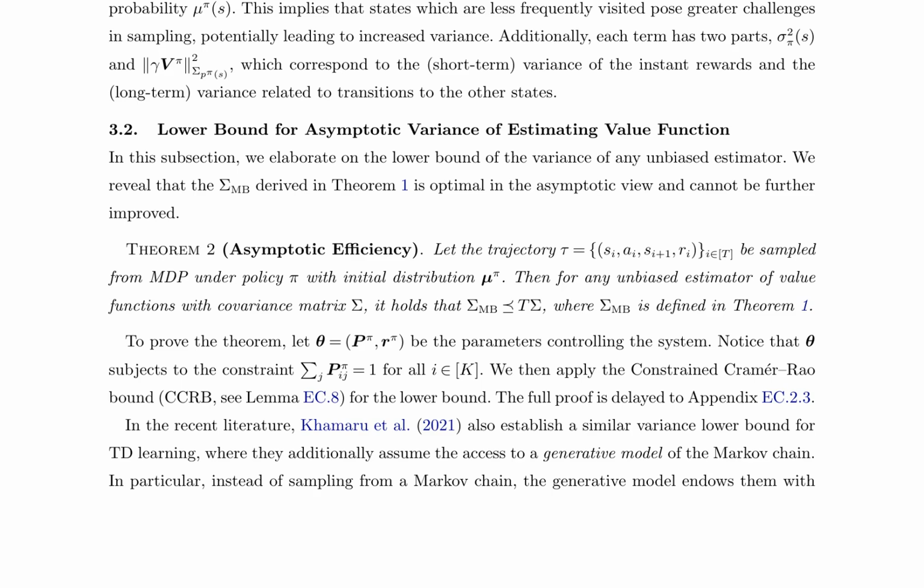The asymptotic variance is characterized by the variance of instant rewards and transitions to other states. A lower bound for the asymptotic variance of estimating the value function is derived, demonstrating the optimality of the covariance matrix. This work contributes to the understanding of the statistical properties of MDP estimators, particularly in the context of TD learning, and provides insights into the behavior of value function estimators under different policy scenarios.